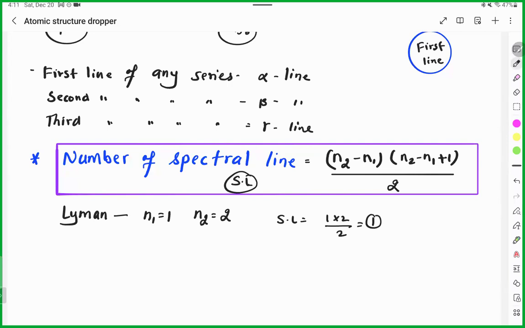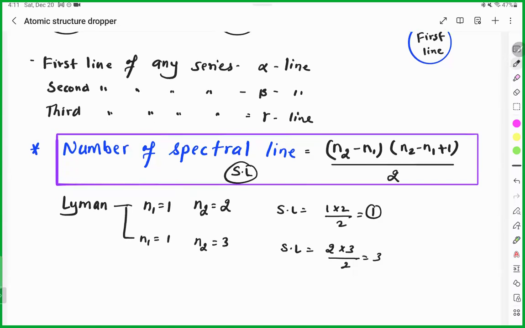What is the number of spectral lines? But the spectral line count can vary. N1 is fixed at 1, but if n2 is 3, what will be the spectral lines? 3 minus 1 is 2. 3 minus 1 plus 1 is 3. Right? Any doubt? No, sir.